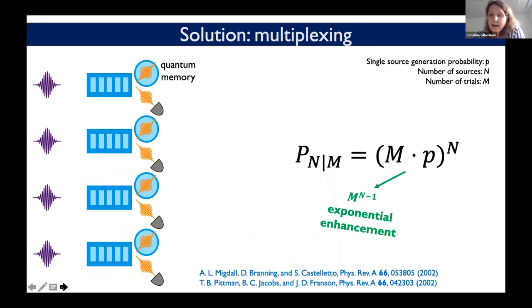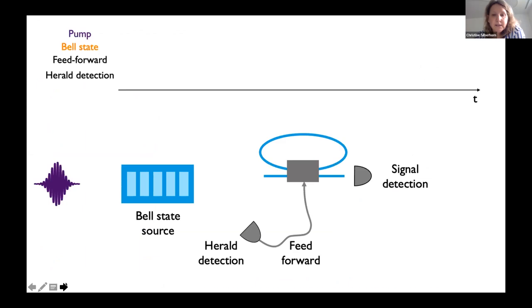Now, one way to overcome that is by multiplexing. And you see it here. So you drive several of these sources. You put one of these sources in a quantum memory. And then you try it over and over again and see when you're successful. Now, we did that in the temporal domain.